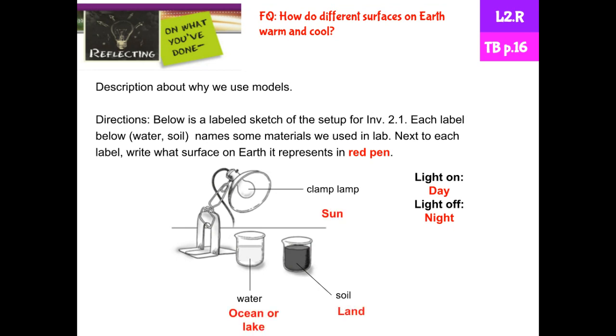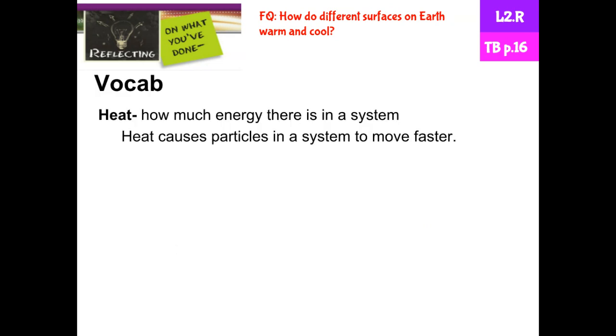We had the clamp light, which represented the sun, the water, which would represent an ocean or a lake, and the soil, which would represent land. When the light was on, it represented day, and when the light was off, it represented night.